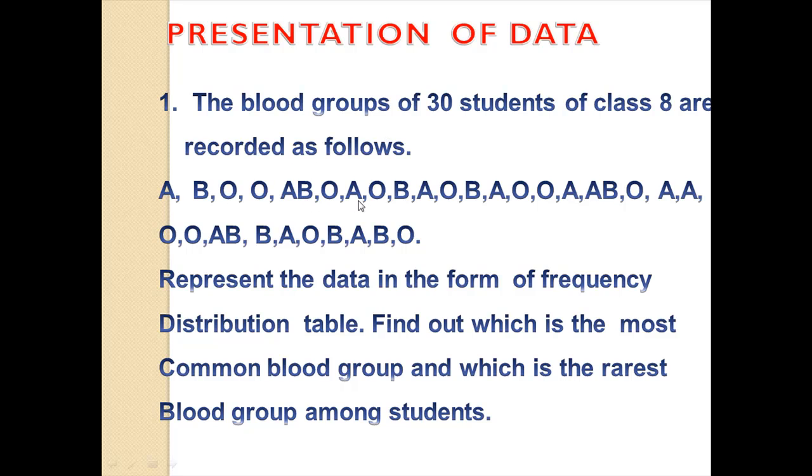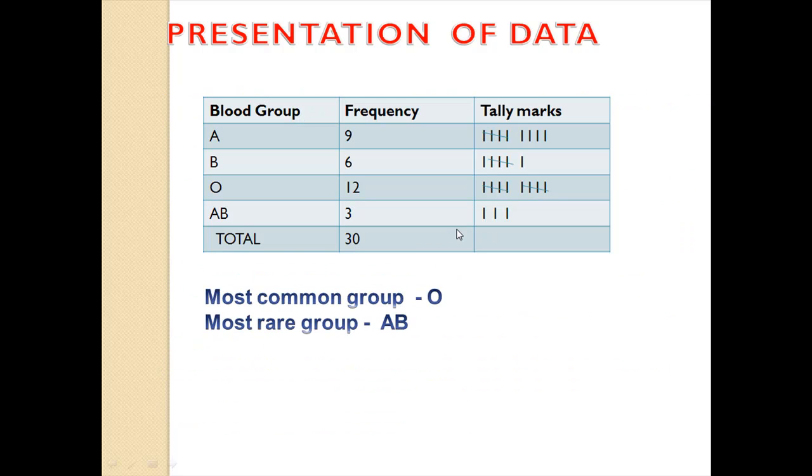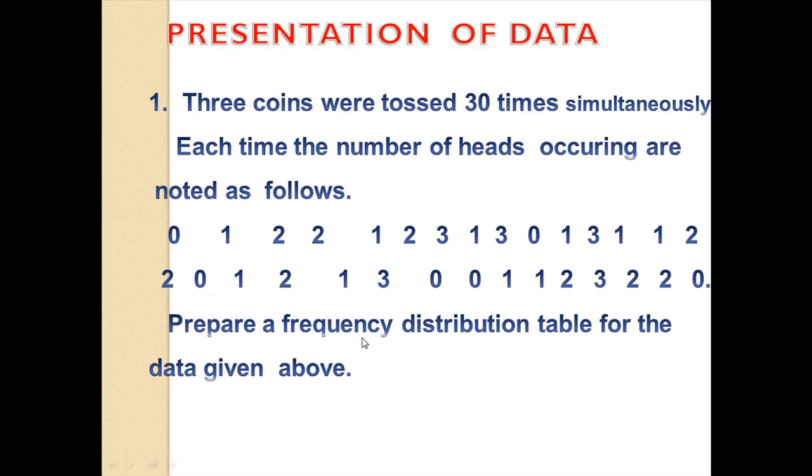Given here is the list of blood groups like A, O, B and AB. For that we have to draw a frequency table. In the first column we write blood group, second column frequency and third one tally mark. For blood group A, frequency is 9. Tally mark should be written like this. B, 6. O, 12. AB, 3. Total 30. Most common group is O and most rare group is AB.